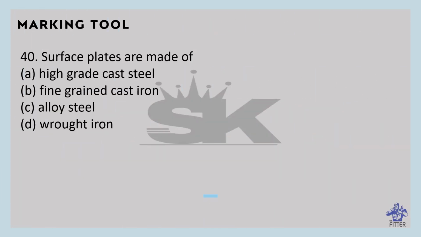Surface plates are made of fine grained cast iron. Surface plate is used to find the flatness of other surfaces or to provide a truly flat datum surface in marking of work for machining.